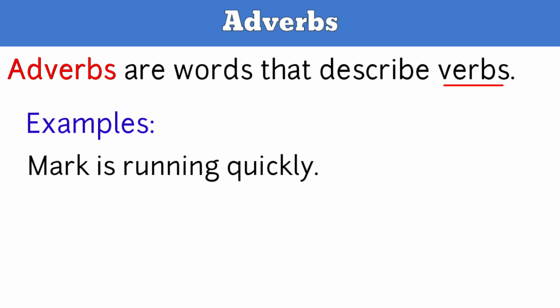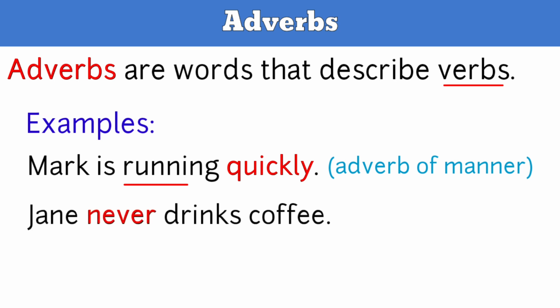Adverbs are words that describe or modify verbs. Mark is running quickly. So here is the verb, running, that is the action. And quickly is describing the action. It is giving us more information about the action. And here, this is an example of an adverb of manner. Jane never drinks coffee. This is an adverb describing the verb drink. And it is an adverb of frequency.